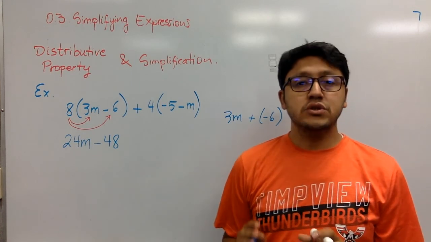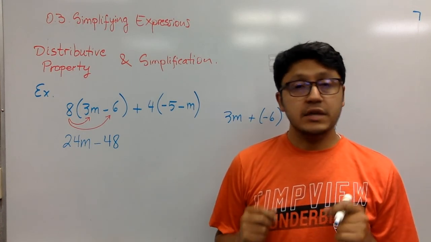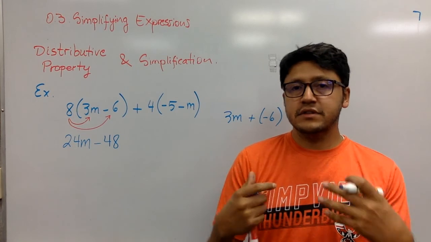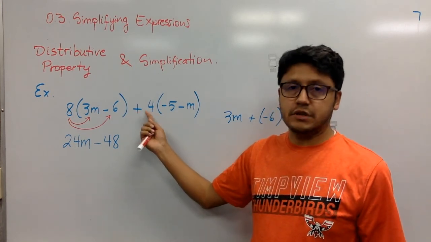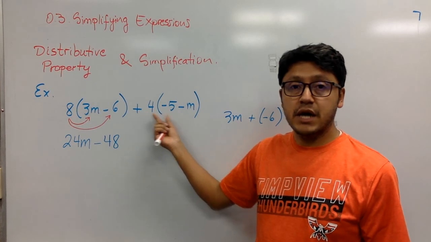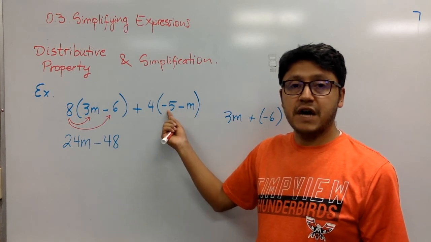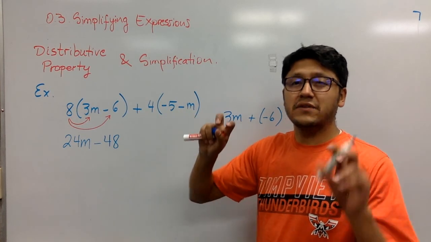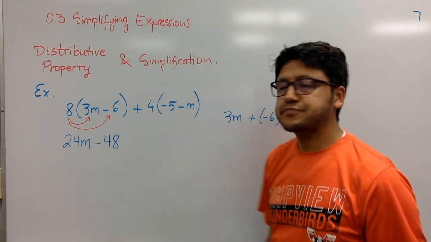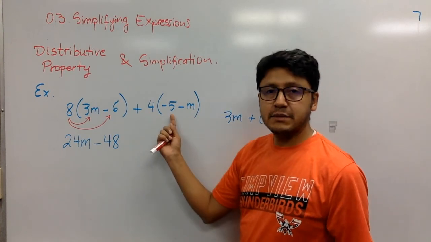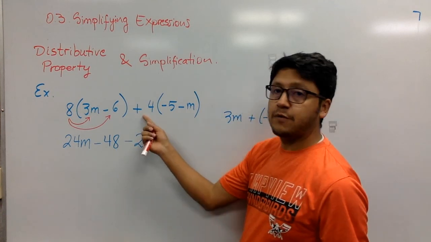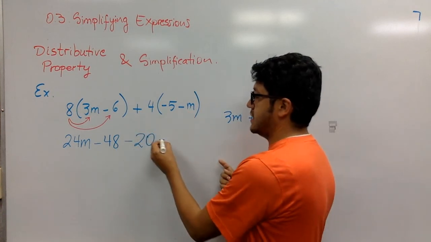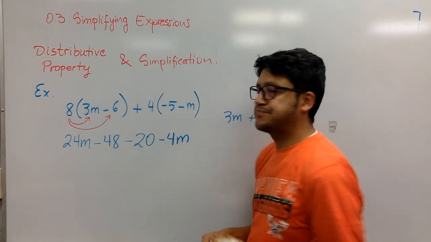Then we're going to proceed and do the same thing with the other term. We always need to take into account the negative or positive, the signs. It's really important. In this case, we're going to consider that 4 is a positive number, and look at what you see inside. 5 is negative here, and we have kind of a -m, right? So 4 times -5 is -20, and 4 times -m is -4m.